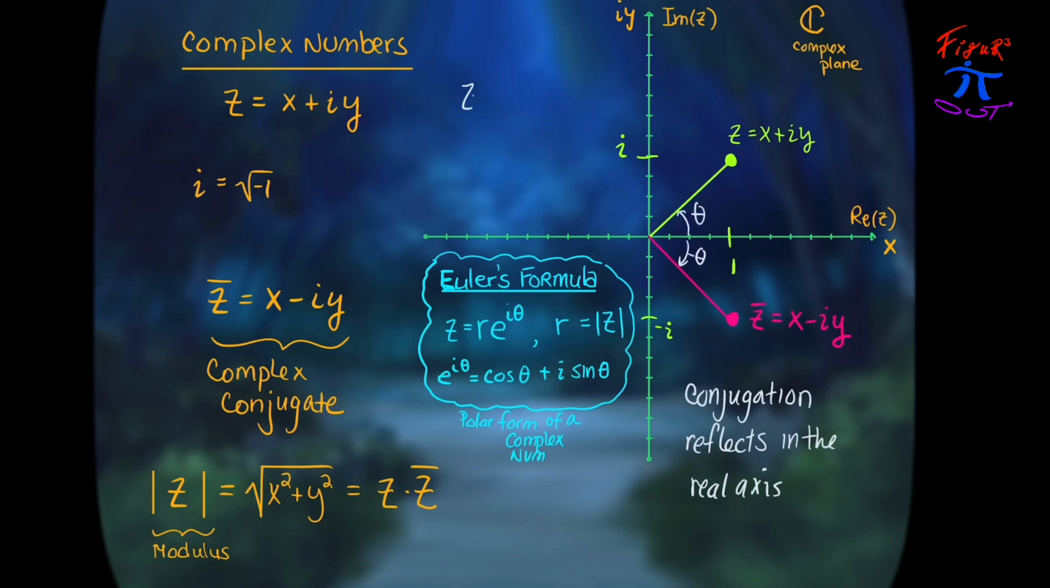The length, or the distance away from 0 that a complex number is, is called its modulus. And complex numbers can be represented in their polar form using Euler's formula, z equals r e to the i theta.